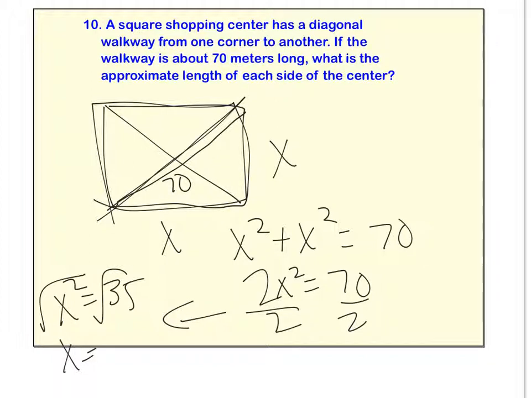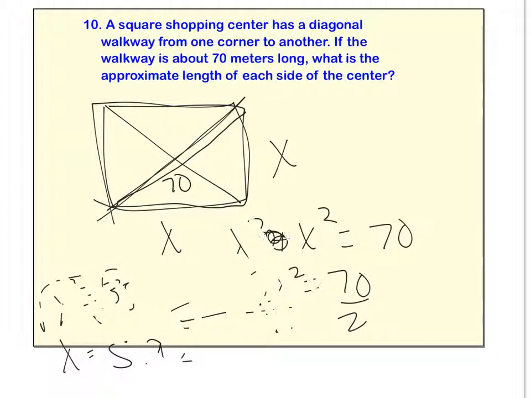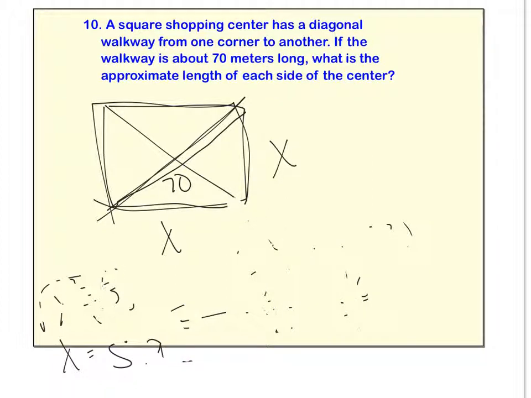Now, because it says approximate, I can take a decimal answer. So that's going to be 5.92. So that is going to be what you're looking at. Hold on, let me back up here.